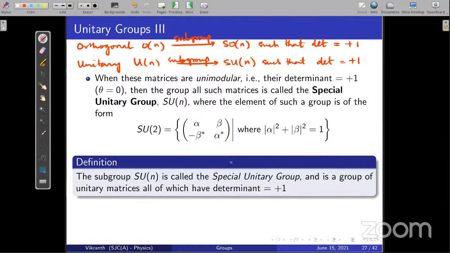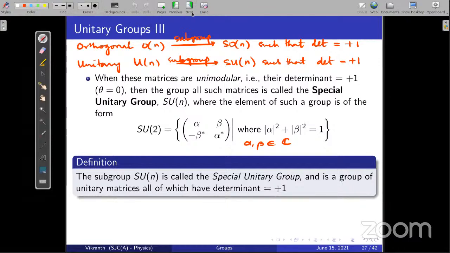If you thought that this was too complicated with groups and stuff, it isn't. It's just a set of matrices with complex numbers as their entries, as you can see. Alpha and beta belong to the complex space, they're just complex numbers. It's just a set of matrices with complex elements which have a determinant equal to +1. That's it. There's nothing more to special unitary groups as far as we are concerned right now. And that brings us to the end of unitary groups as well. I hope it wasn't too complicated so far.